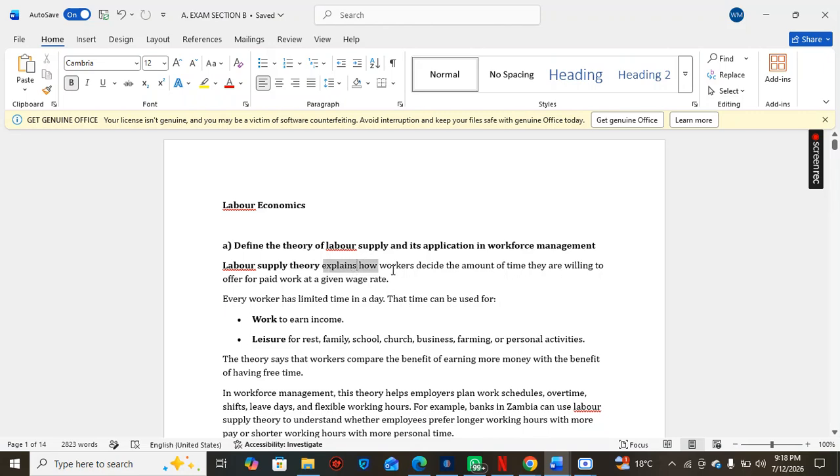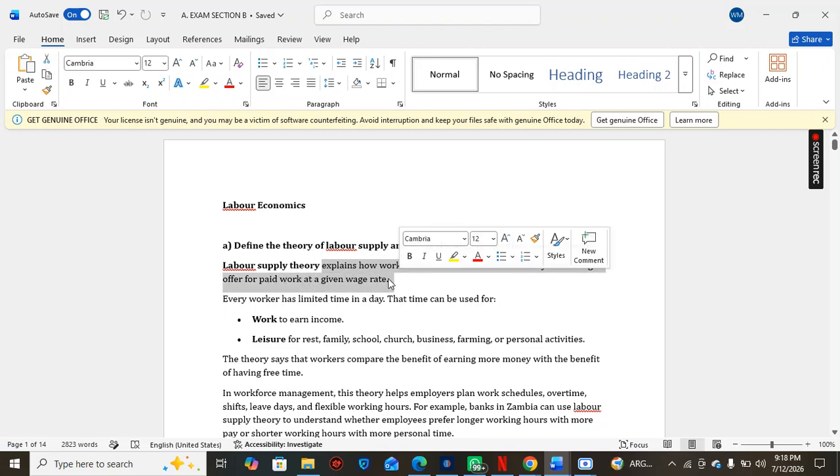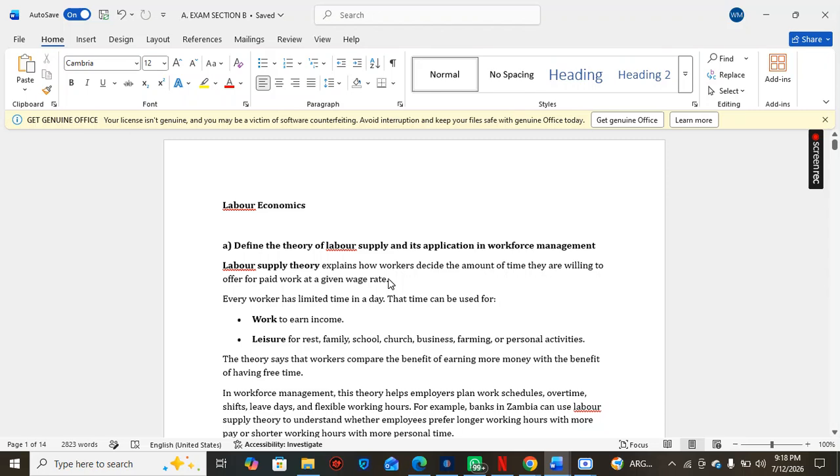It explains how workers decide the amount of time they are willing to offer for paid work at a given rate. Basically, how much time are you willing to offer if you're going to be paid a certain amount of money? That is what labor supply theory is about. And remember, the higher the wage rate, the more hours we are willing to put in. The lower the wage rate, the fewer hours we're willing to put in.